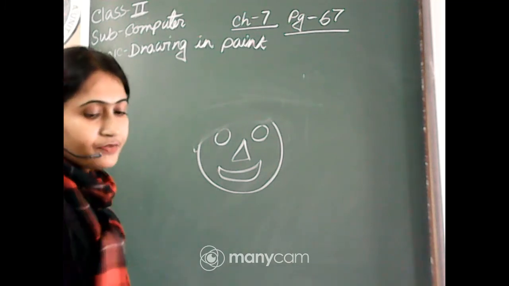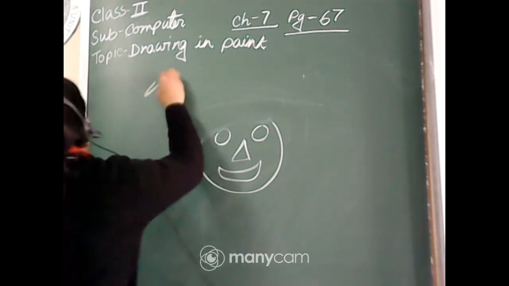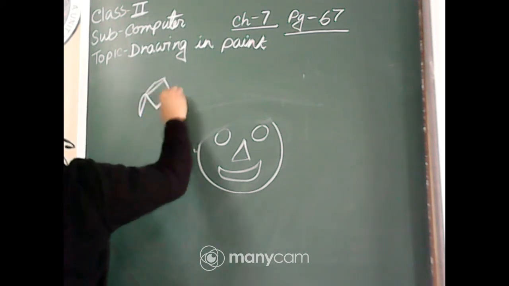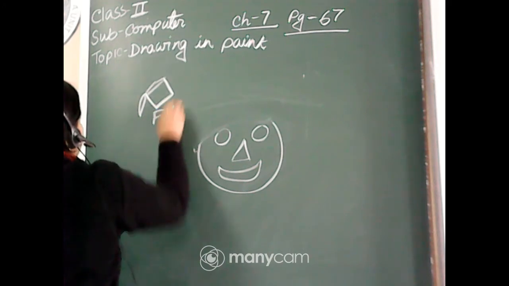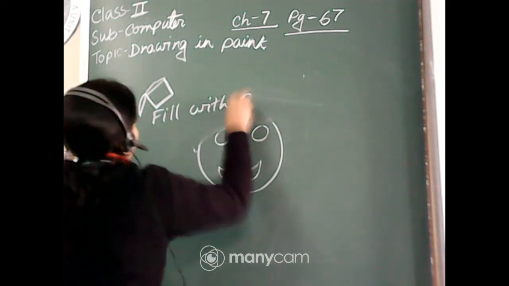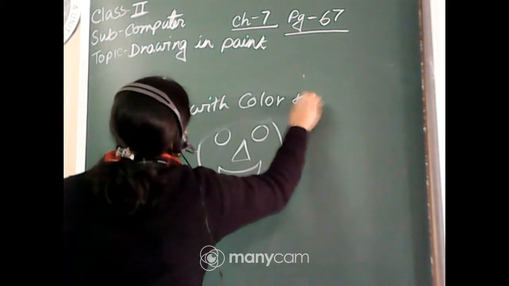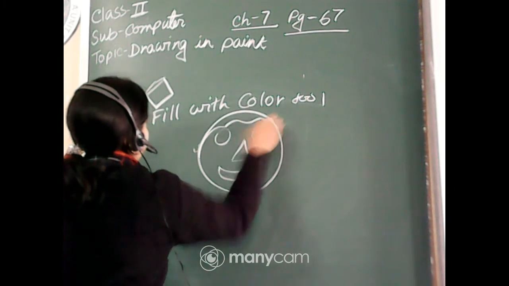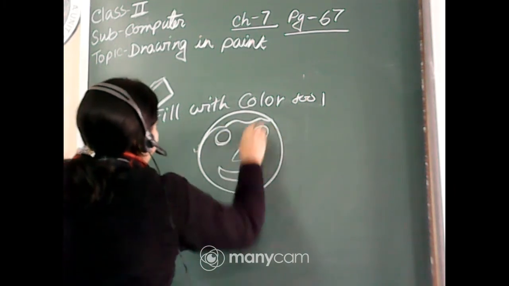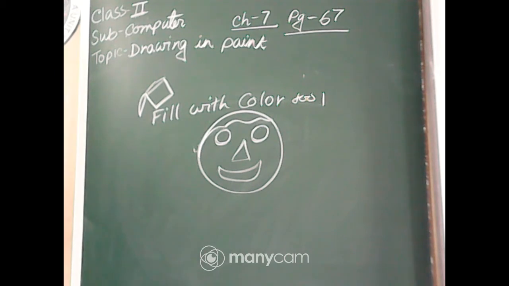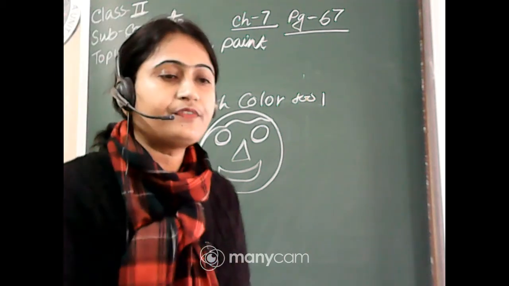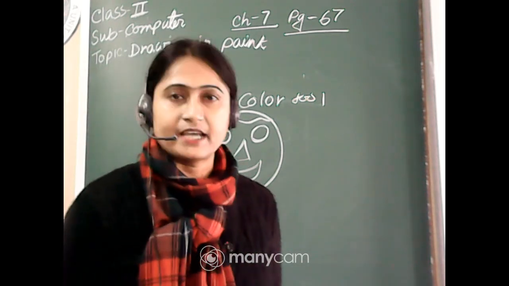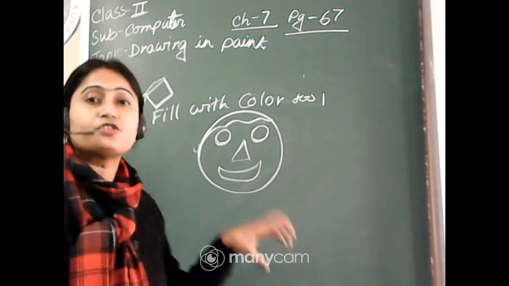Another tool is the fill with color tool. You can see in the Tools group this type of symbol is there. This is the fill with color tool. Using this tool we can fill color in an object. Why do we use the fill with color tool? We use it to fill color in an object. Suppose, but it should be a closed shape.